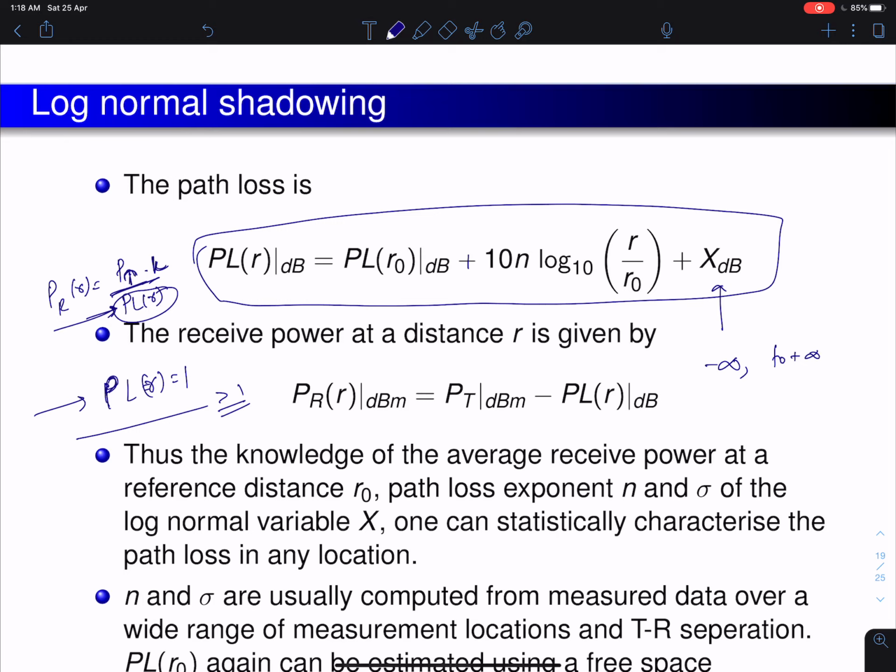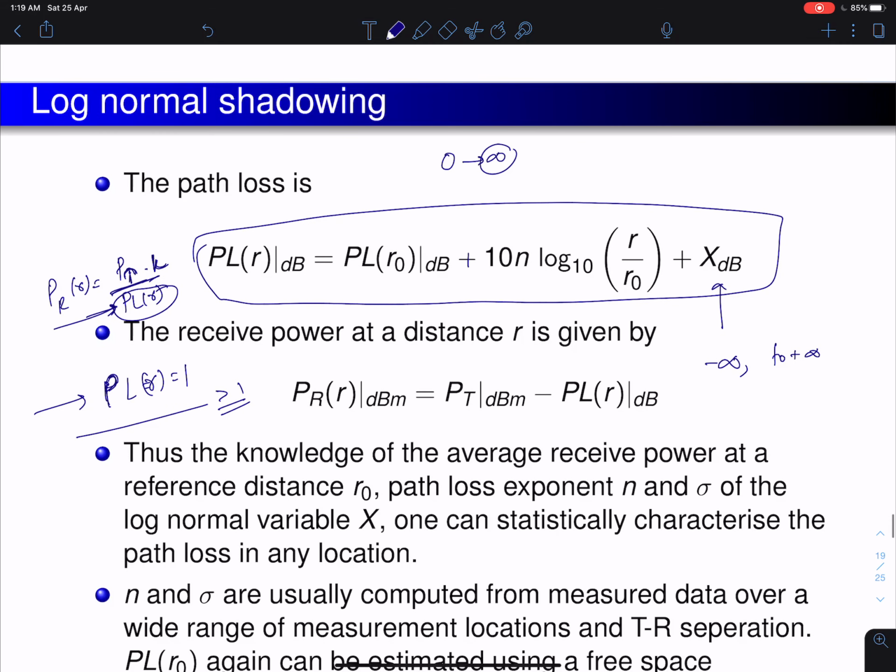Path loss is always a positive number. It can go from 0 to infinity. If path loss is 0, then the receive power is infinity, because it means there is huge gain, but that's never a probabilistic event. That's highly improbable. Similarly, if path loss is infinity, which means you're going to lose so much power that the receive power will be 0. Again, that's an improbable condition.